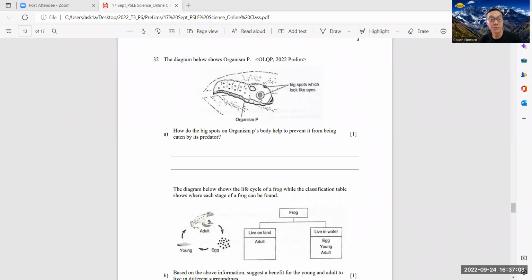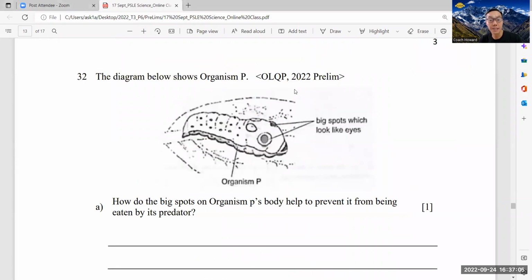This question is from CHIJ. So this animal looks like a caterpillar, right? It has these big spots which look like eyes. How do the big spots on organism P help to prevent it from being eaten by its predator?